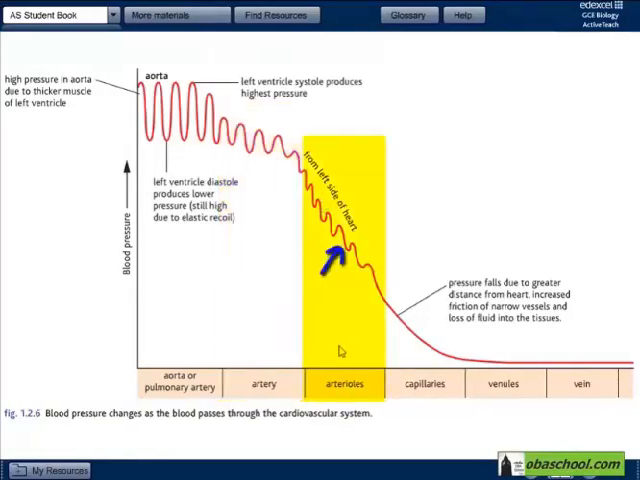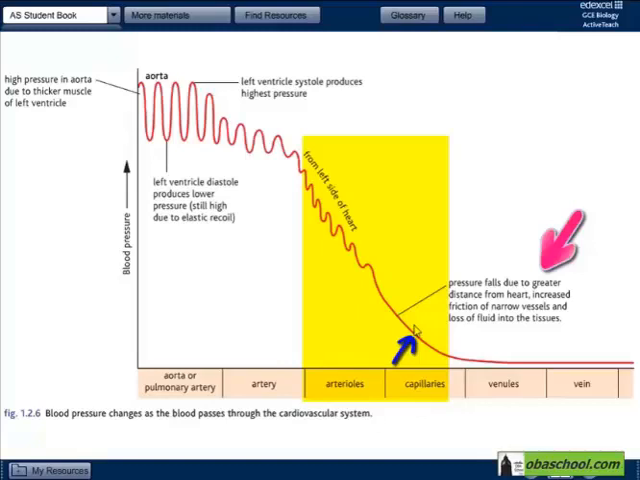In the arterioles, which are even thinner branches of arteries, we have a very heavy decrease in blood pressure. Then we reach the capillaries, where we still have an even lower amount of blood pressure. This is because the capillaries are very, very thin. If you remember, the red blood cells travel in a single file in capillaries.